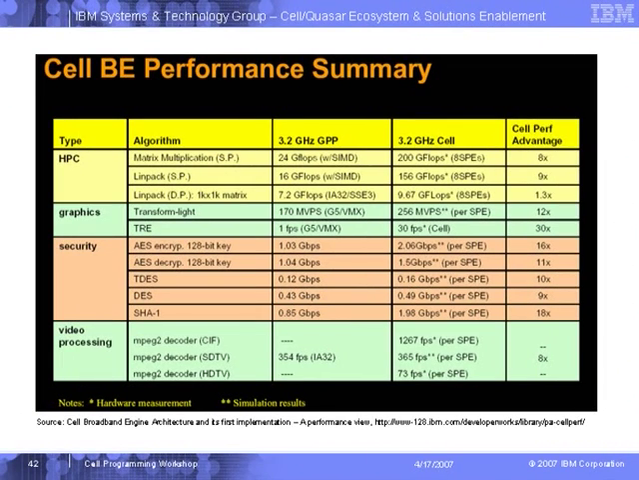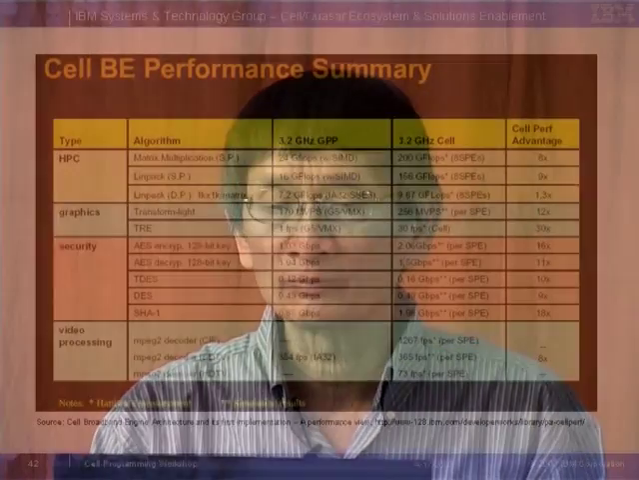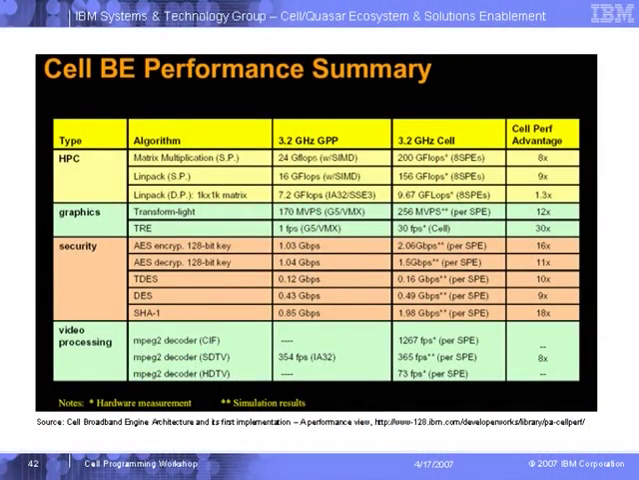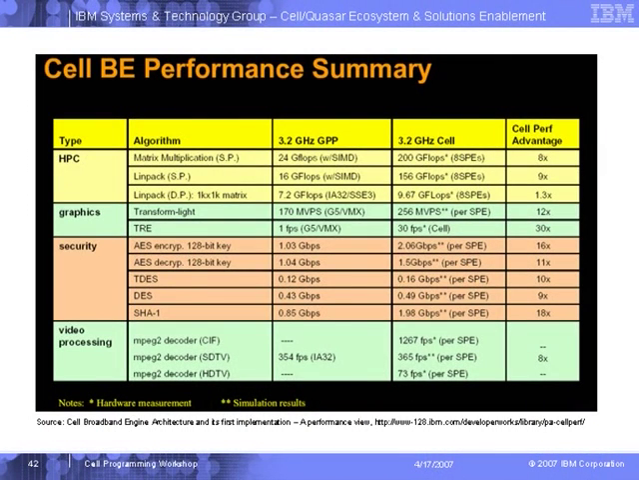This chart here shows you the performance difference between the 3.2 gigahertz general purpose processors and the 3.2 gigahertz Cell Broadband Engine in different application areas: high performance computing, graphics, security, video processing, and this is the type of algorithms that we're going through. And this is the performance improvement over the 2.2 gigahertz GPP, for example, in this case, and then running on the Cell, we were able to outperform this by about 8 times, right? Performance improvement about 8x, depending on how many SPEs we run here. In this case, we run 8 SPEs. In this case, 1 SPE.